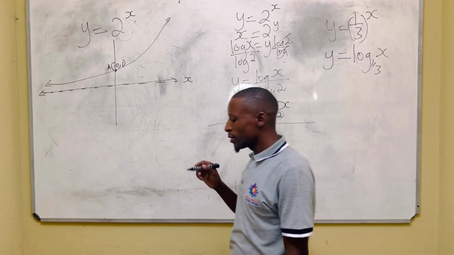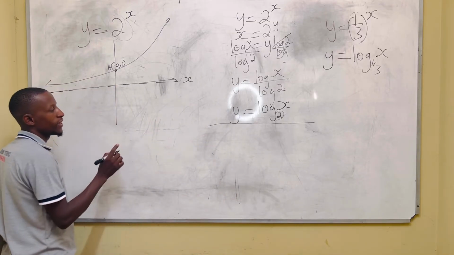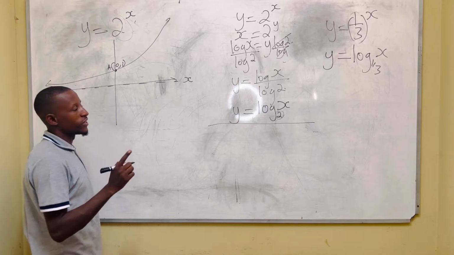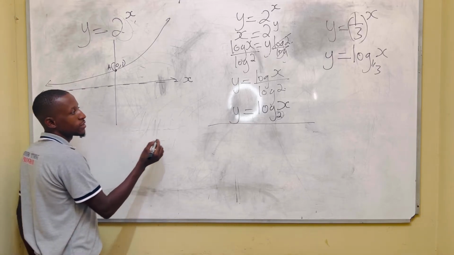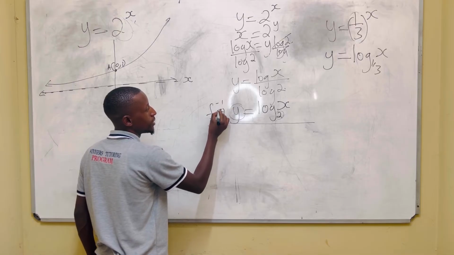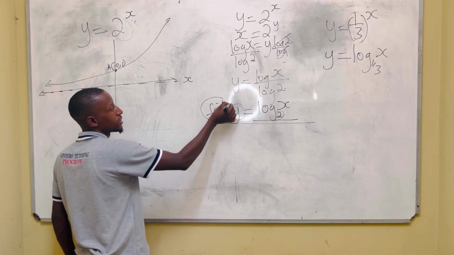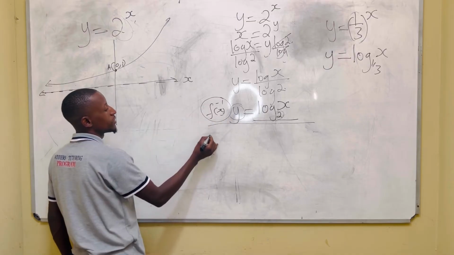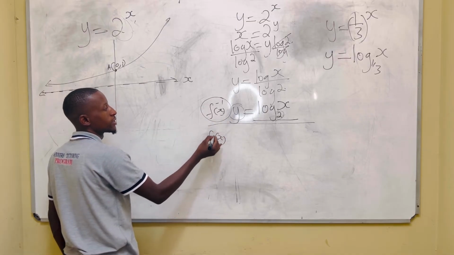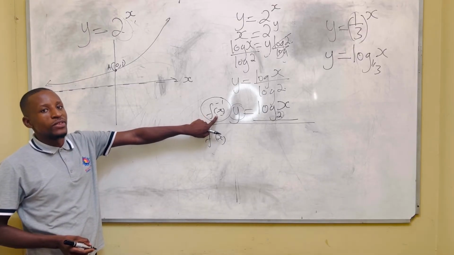To get the inverse, the first thing you need to know is the symbol of the inverse. The inverse is given by this symbol, but the original graph is given by f of x. So this is the notation of the inverse.